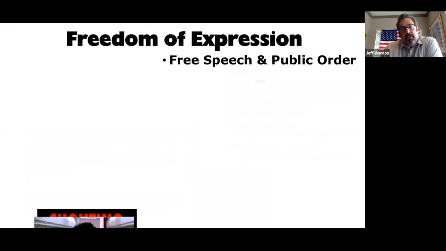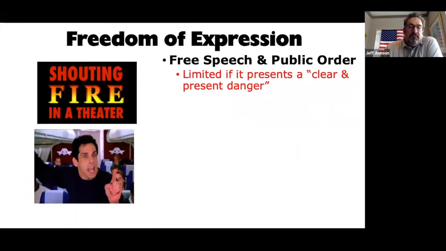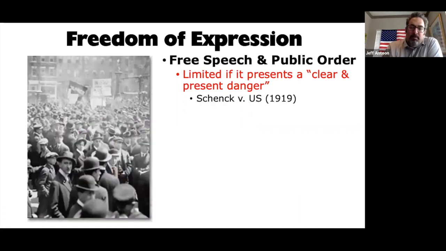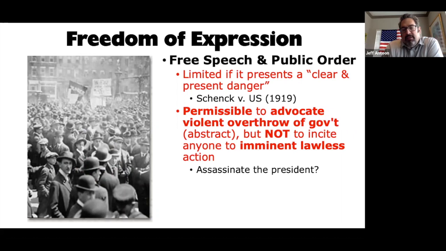Free speech and public order. If you shout fire in a theater or bomb on an airplane, if you've ever seen the movie Meet the Parents, he was carrying that on. He's like, it's not like I have a bomb in here. This creates a clear and present danger. And this was an issue that came out in Schenck versus the United States in 1919. We'll go over that one in the Supreme Court cases. And this is the whole idea.